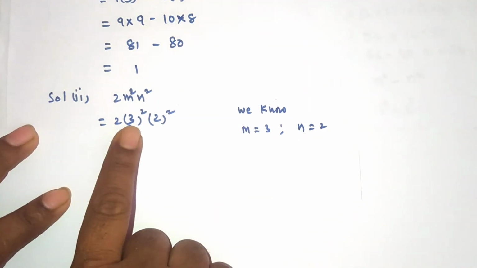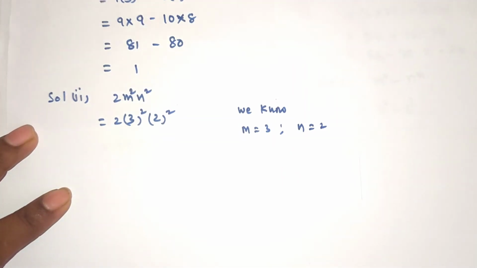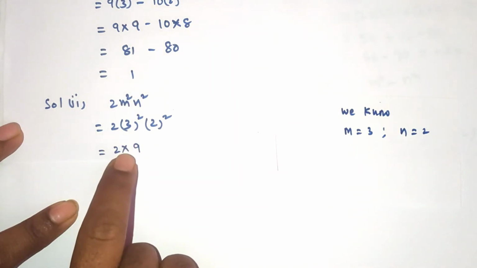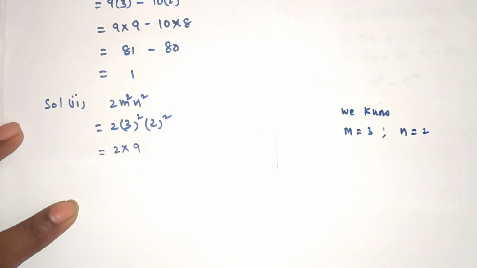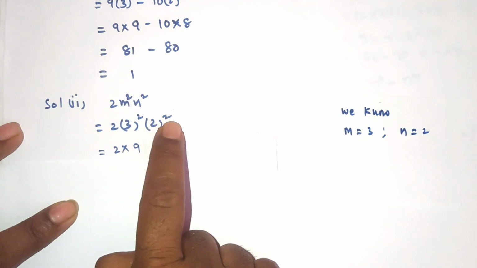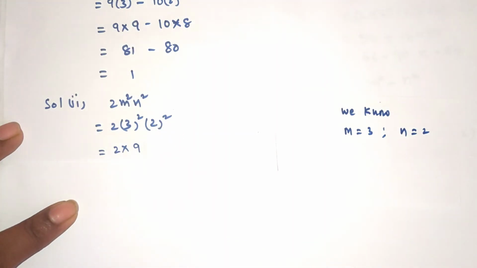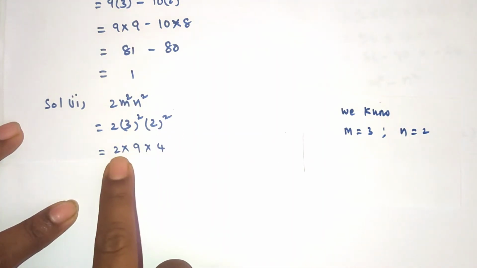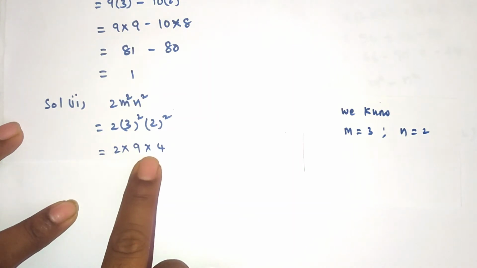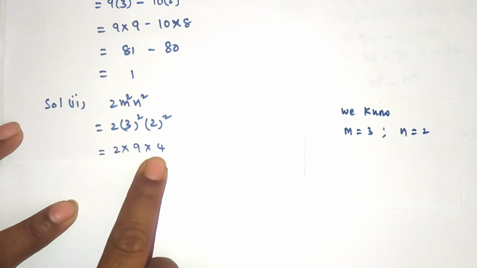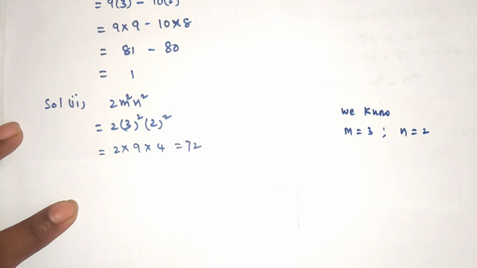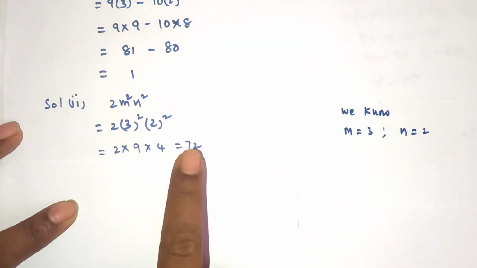Let us simplify this further. Since 3 square is equal to 9, we have written 9 here. We got 2 into 9. Since 2 square is equal to 4, we have to write 4 here. We have written 2 into 9 into 4. 2 nines are 18, 18 fours are 72. So we have written 72 here. This is the final answer for problem number 2.